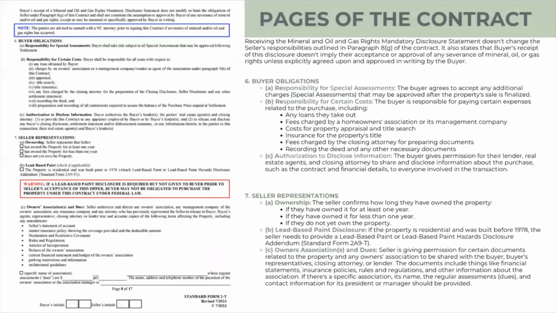Receiving the mineral and oil and gas rights mandatory disclosure statement doesn't change the seller's responsibility outlined in paragraph 8G of the contract. It also states that the buyer's receipt of this disclosure doesn't imply their acceptance or approval of any severance of mineral, oil or gas rights, unless explicitly agreed upon and approved in writing by the buyer.